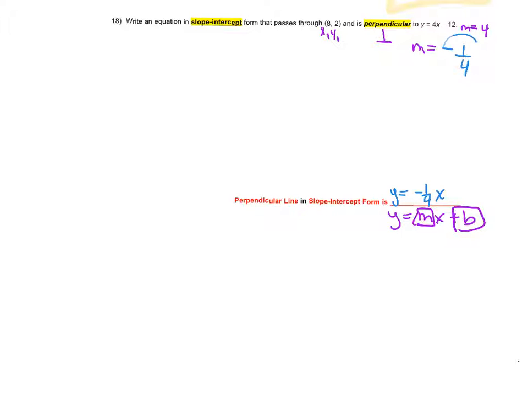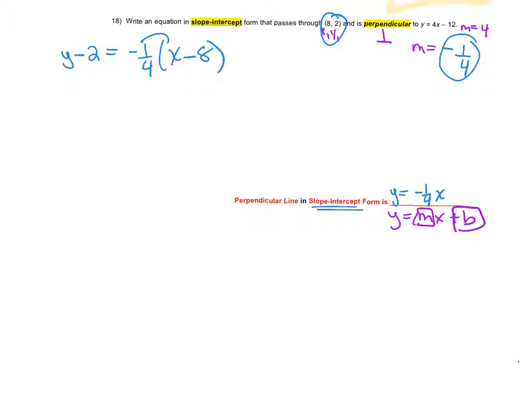So now that I have the slope of the new line, and I have the point the new line goes through, I have point slope. I use y minus y1, which is 2, is equal to the m of your new equation times x minus x1, which is 8. You don't want it in point slope form, you want it in slope intercept form.